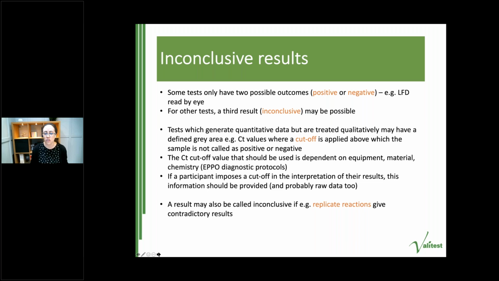It's defined as inconclusive. Another example might be if the test involves running reactions in replicate. So for example, if you have to run duplicate reactions and you get one positive and one negative, the test might say, in that situation, call the sample positive. It might say call the sample negative, or it might say if you get one positive replicate and one negative replicate, don't call it either way and call it inconclusive.